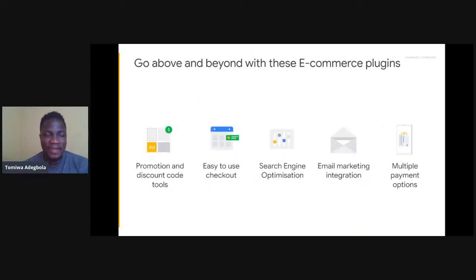So here are 5 things for you to note when you are considering setting up e-commerce online. These things are crucial and they are very, very important. Number 1, you want to set up promotion and discount code tools. You can do this by using plugins, using web builders.